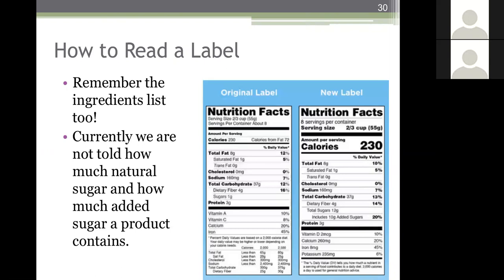Under total carbohydrate, you could see dietary fiber, total sugars, and then 10 grams of added sugars there, for example, on this label.